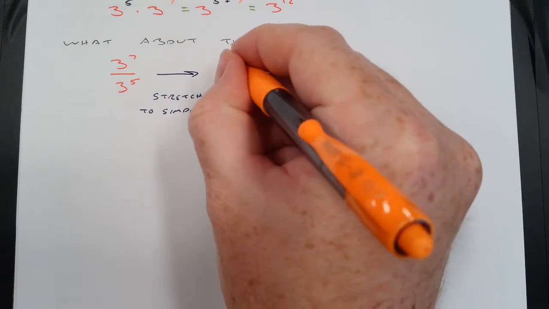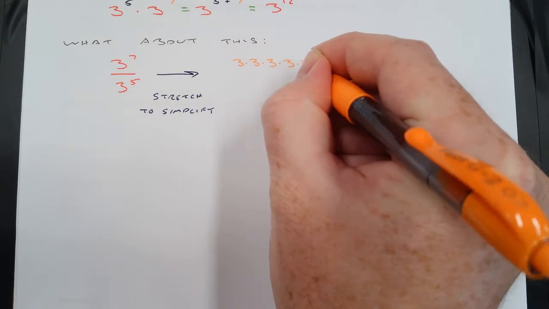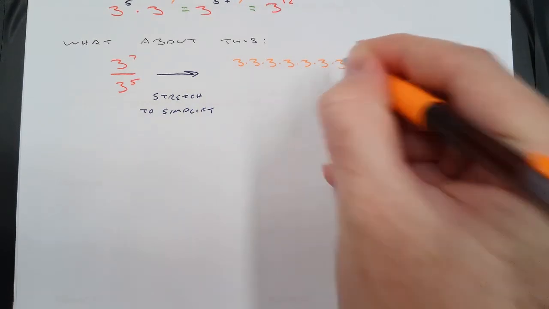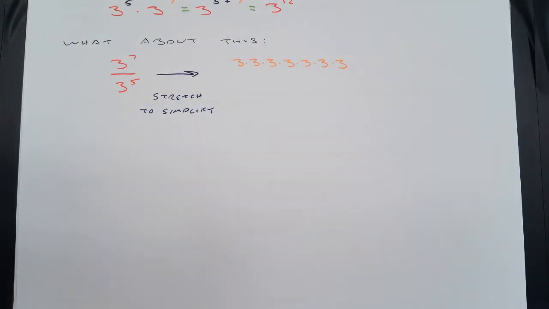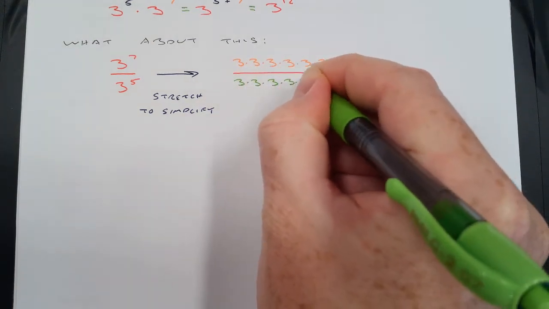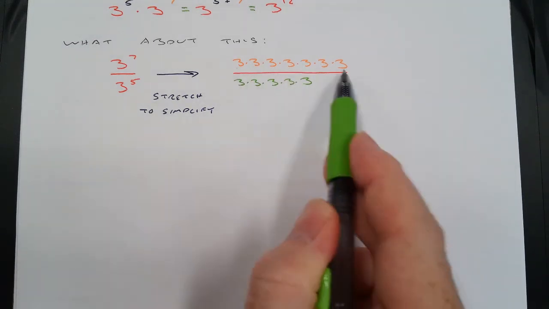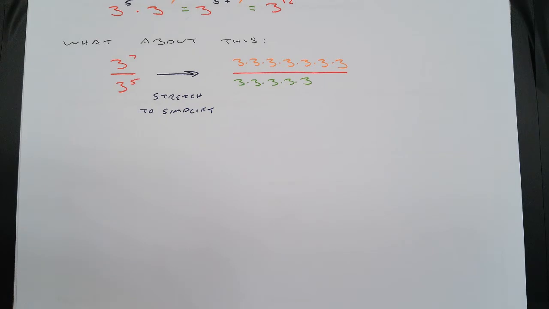So let's stretch this out. 3 to the 7th turns into 3 times 3 times 3 times 3 times 3 times 3 times 3. That's 3 to the 7th. 3 to the 5th, when we stretch it out and lose the exponent, we get 3 times 3 times 3 times 3 times 3. So that's what it looks like stretched out without exponents. That should also show you how much better exponents are, because instead of writing all this, we just write something simple like that.